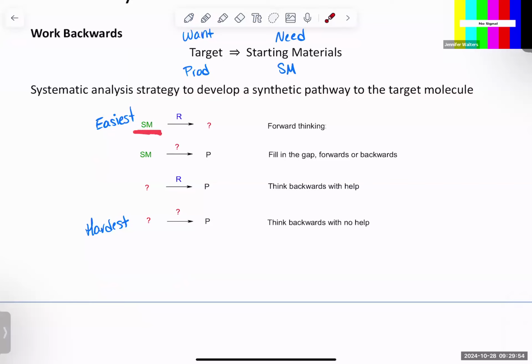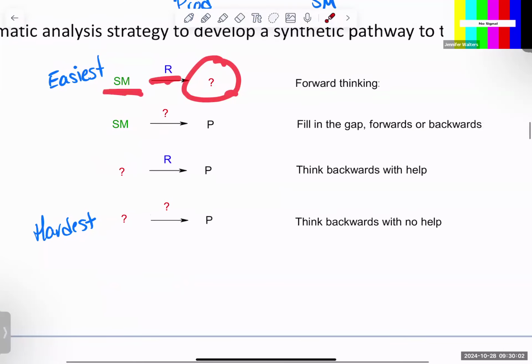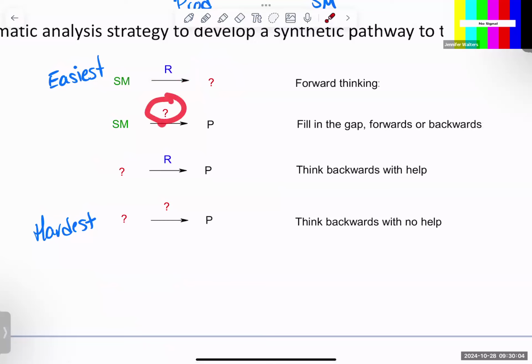Easiest being, I know what I'm starting with, so what does that do? That's usually the easiest. A little bit harder is going to be, all right, let's fill in the gap. I recognize my starting materials and my products, and I have to say, all right, what reagent will make that? That's a little bit harder, where you're trying to fill in the gap, because you can either work forward or backwards, right? So you can either think of, all right, what are all the things I know to do with that starting material, or what are all the ways I know how to make that product? You can think of it in either direction to try to identify what is my reagent.